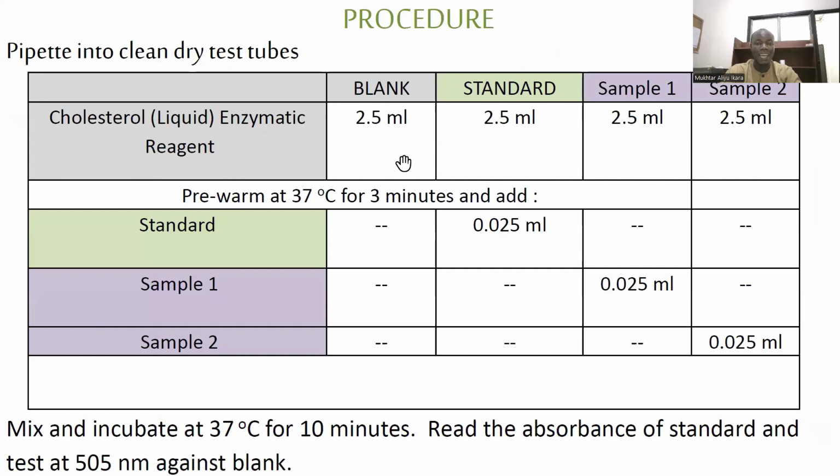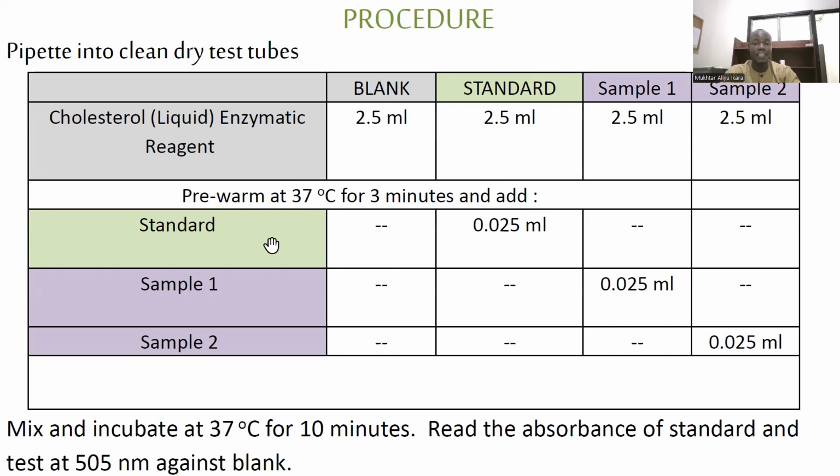First, you will have a blank, a standard, sample 1, and sample 2. The blank contains 2.5 ml, and it can be just distilled water. The standard, remember, is the cholesterol. So you have 2.5 ml each for the standard, sample 1, and sample 2. After this, you pre-warm them at 37 degrees centigrade for 3 minutes.